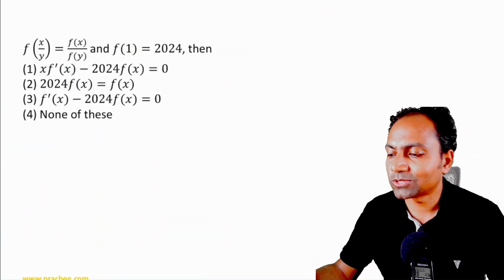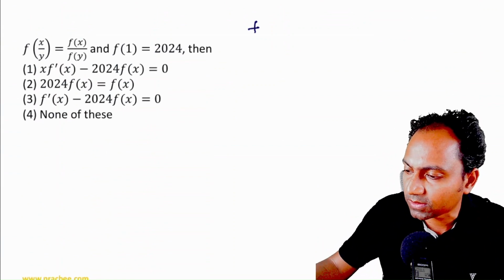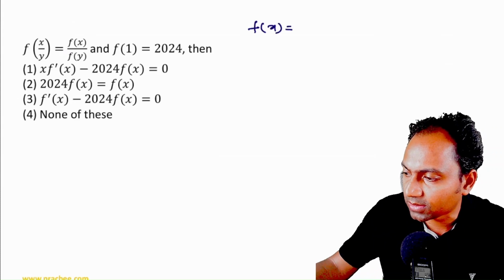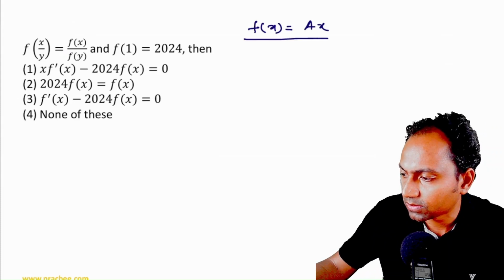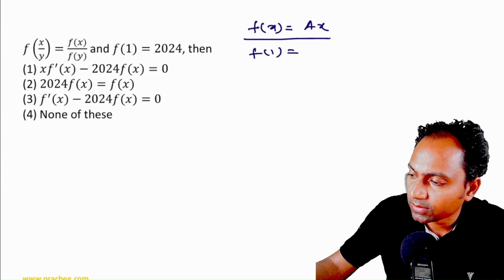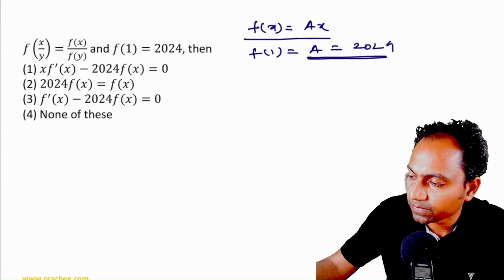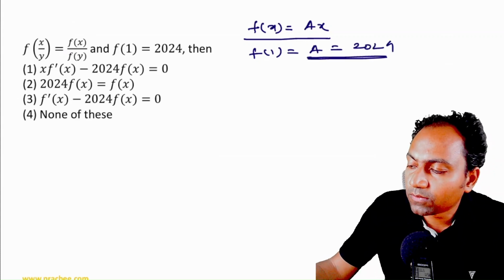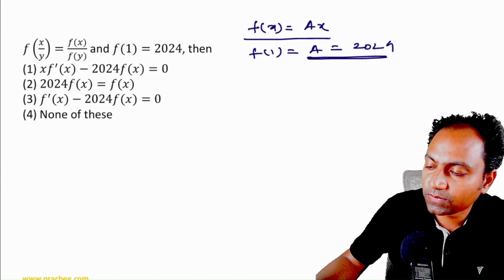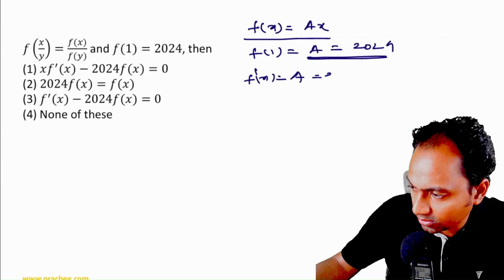If I move to this next question, it talks about functional equations. And if you observe, this functional equation is a very simple one. I will get this if I have the function f(x) equal to a into x. Now what they have given is the value of f(1). So the value of a here comes out to be 2024. Now what they want us to do is verify which of the following conditions get satisfied. So if I write f dash of x, it comes out to be a, that is nothing but 2024.